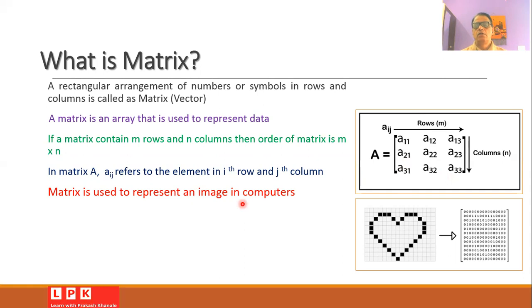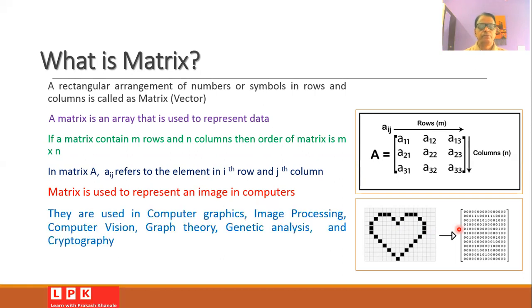The concept of matrix is very useful in computers, because whenever we want to represent any image, this image can be stored in the memory of computers by using matrix. Every image is converted into a matrix which consists of zeros and ones, and this data is stored in the memory of the computer.